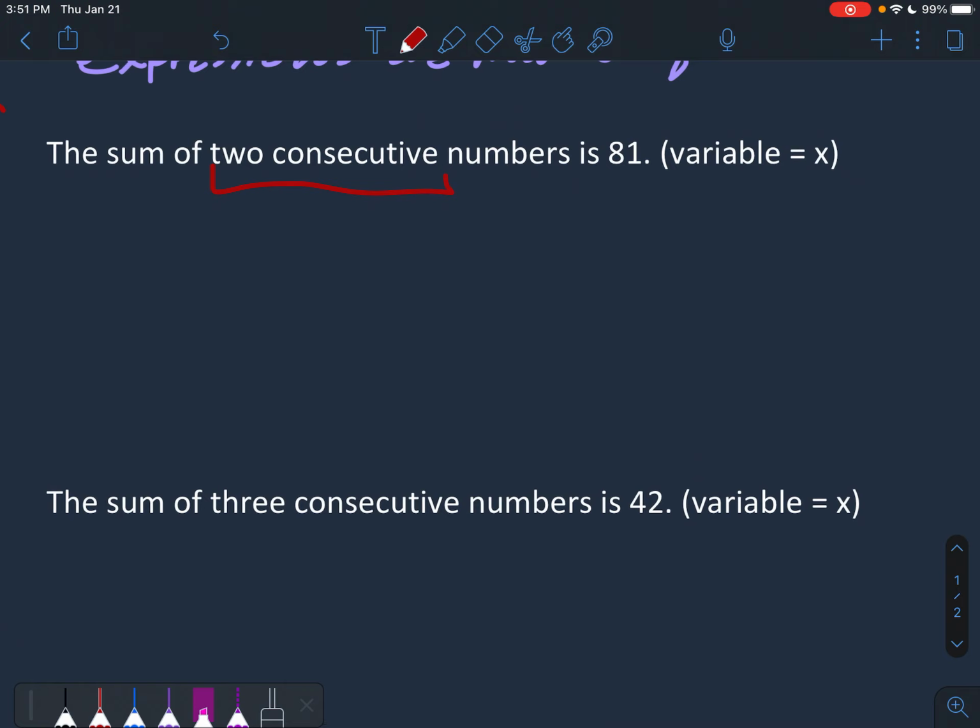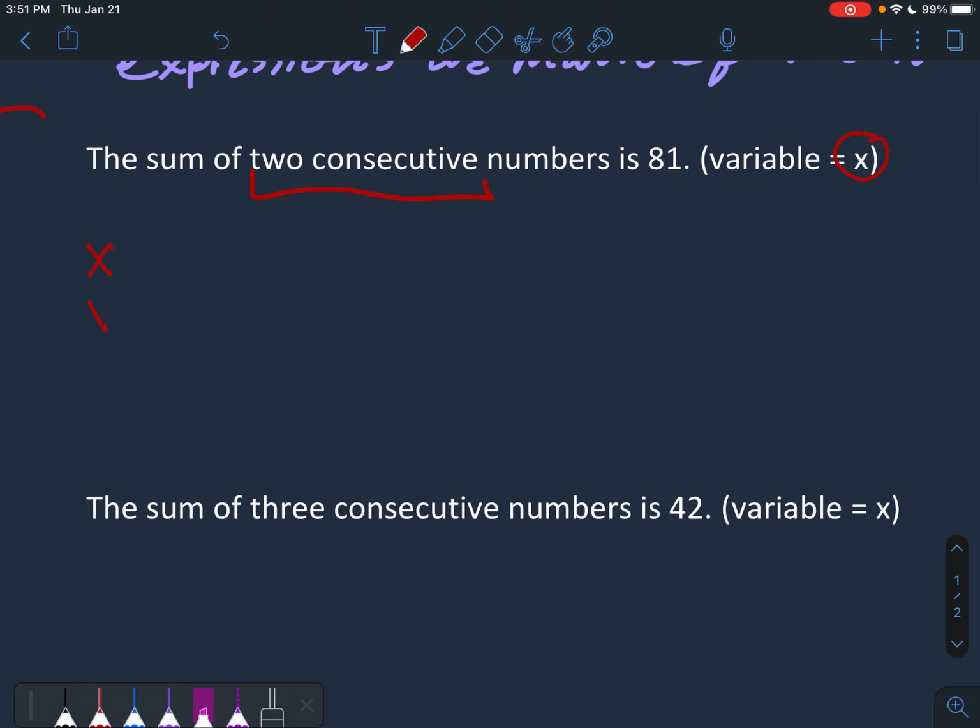Now, when we have variables, like the sum of two consecutive numbers, we're going to use the variable x. So if I have x, the next number is going to be x plus 1 because I'm going 1 up. The number after that would be x plus 2. The number after that would be x plus 3 because we're going up by 1 each time.